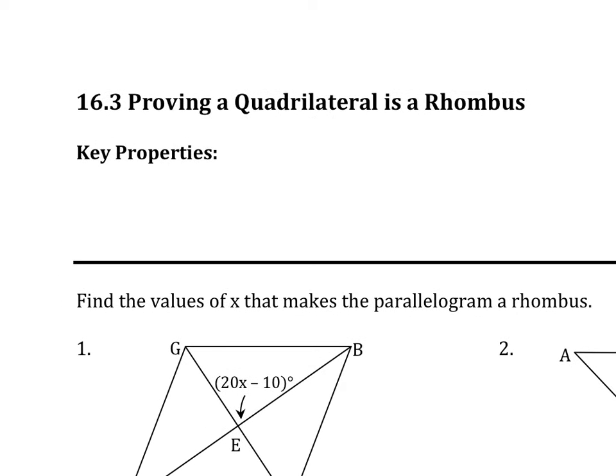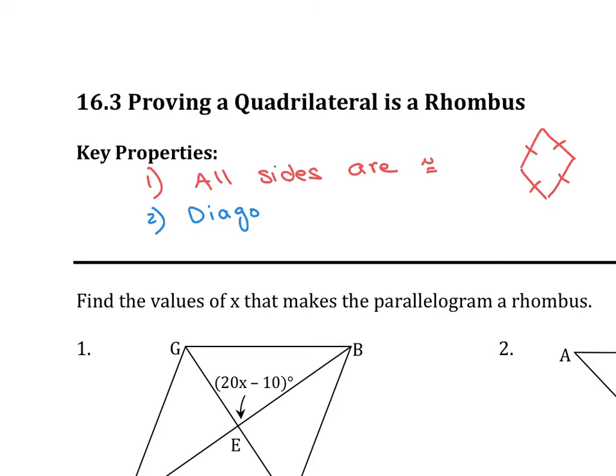Knowing that a quadrilateral is a parallelogram, there are three additional properties that are unique to a rhombus and not a parallelogram. Number one is that all sides are congruent. So in a rhombus, all sides are congruent. Number two, diagonals are perpendicular. So if I draw the diagonals, they will form a 90-degree angle.